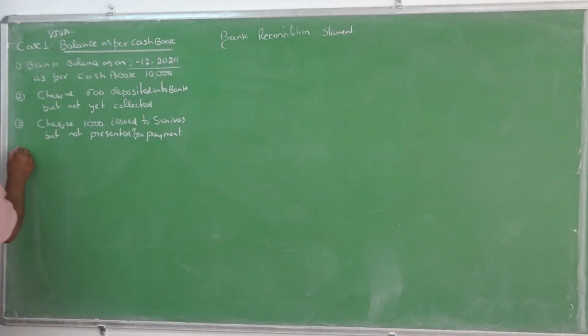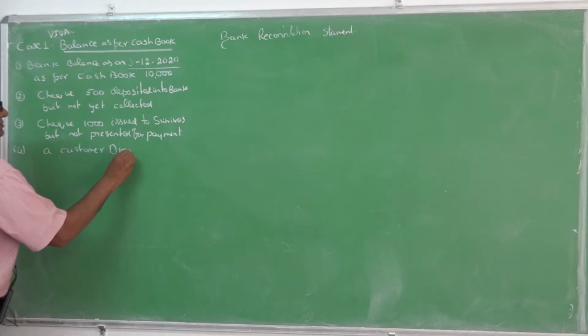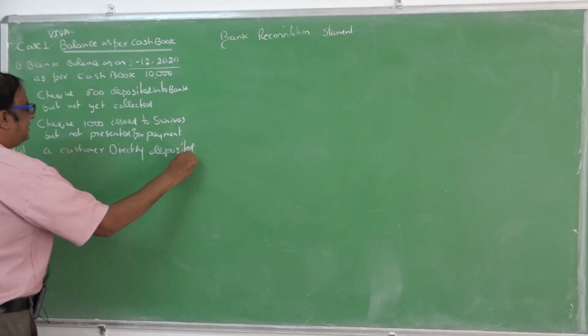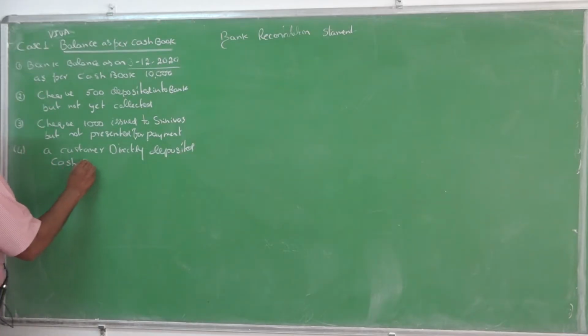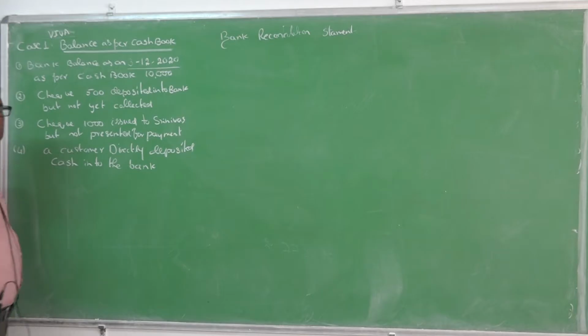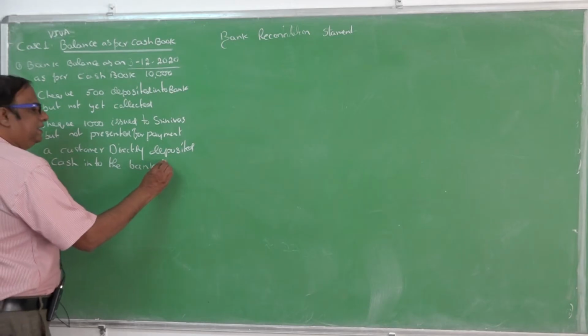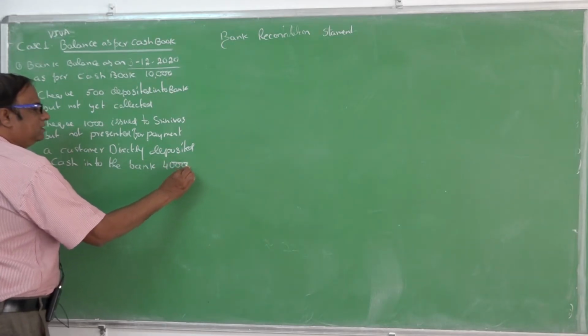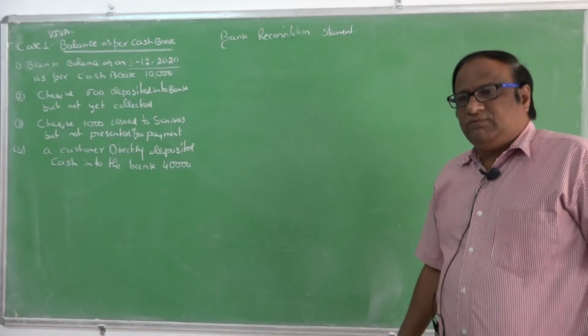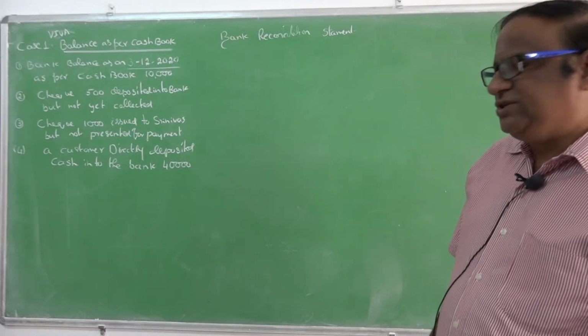Next, fourth point. A customer directly deposited cash into the bank. One of the customers, one of the students' fathers, has deposited 40,000 directly into the bank. This is a fees amount, which one of the student's father directly deposited into the bank.